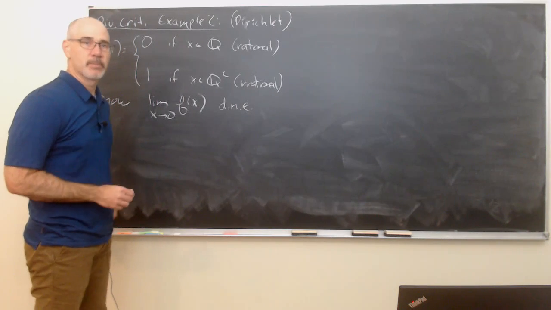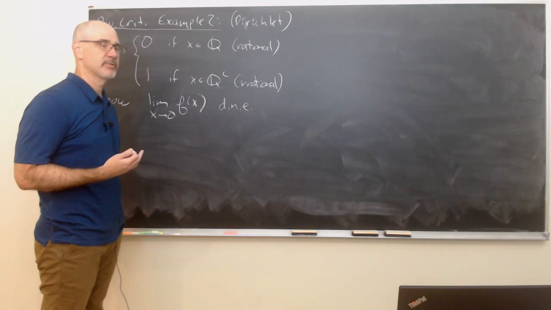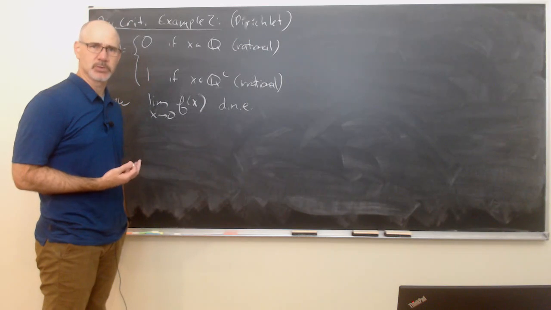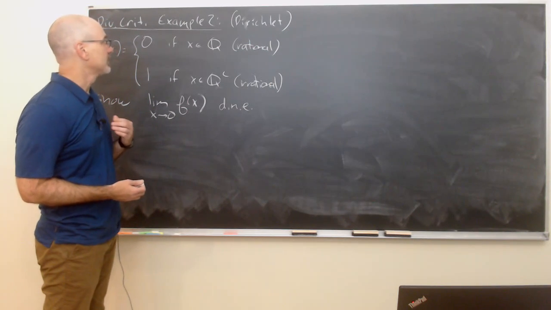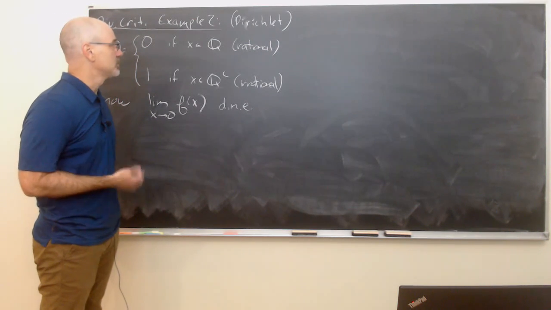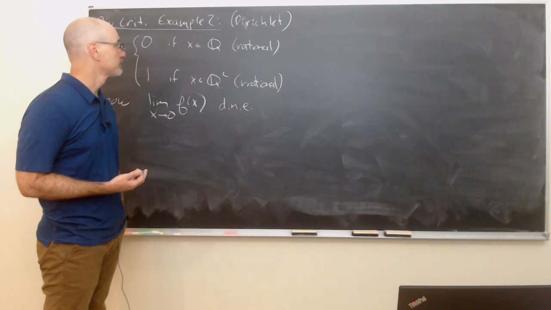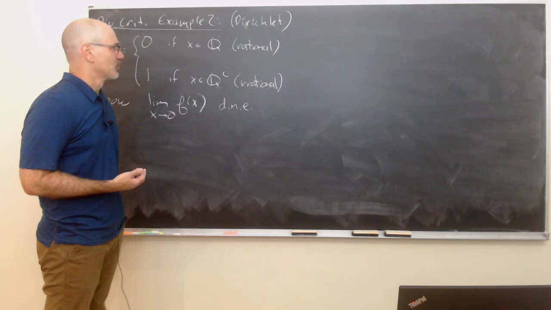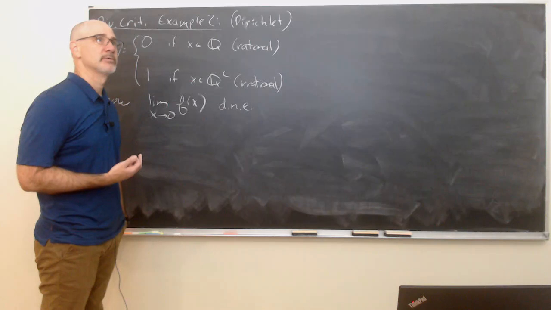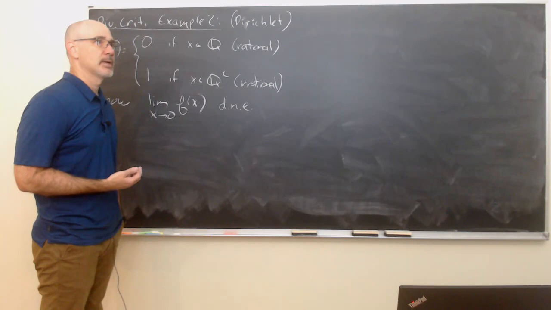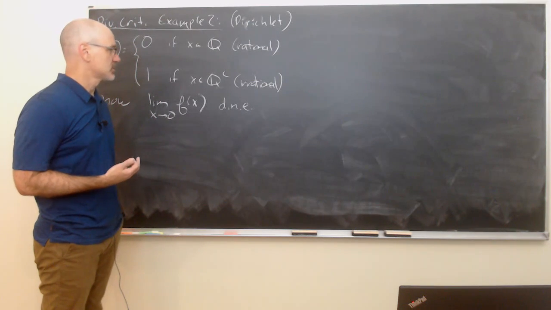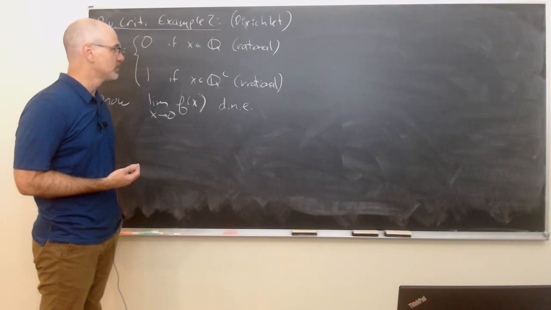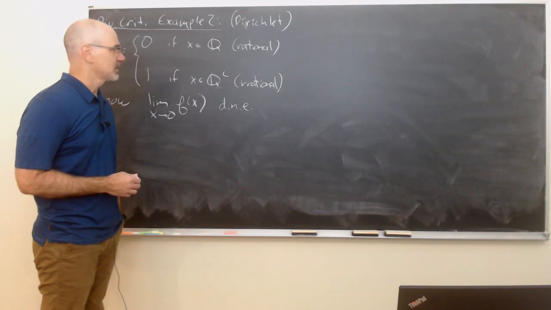Our next example starts a kind of class of examples that we're going to use a lot. And this example is due to the mathematician Dirichlet. And it's really kind of a weird function, at least for the sorts of functions that we're generally used to. It's kind of unusual, right?